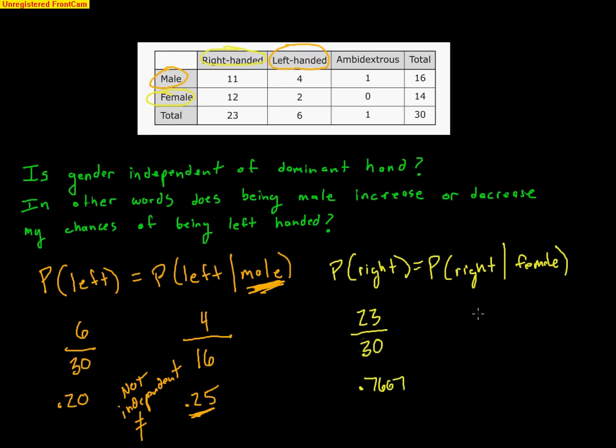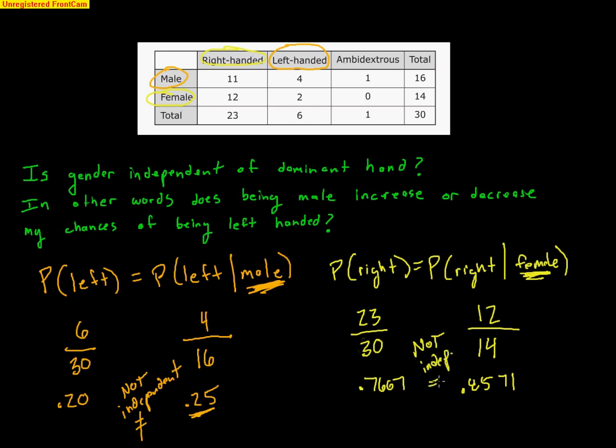Okay, on the other side here, I'm only allowed to look at females. The condition is I must be a female. So of the 14 females, 12 are right-handed. So again, notice that's conditional because I'm only allowed to look at the 14 females. That's my condition, 12 of which are right-handed. So 12 divided by 14 is 0.8571. Once again, not independent.